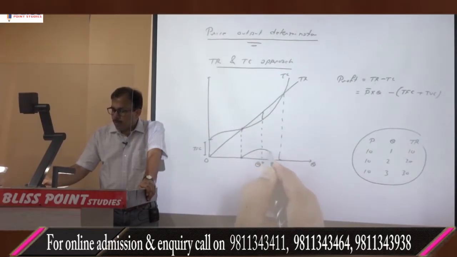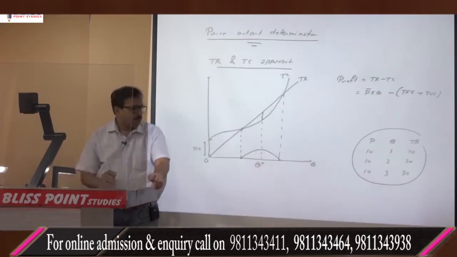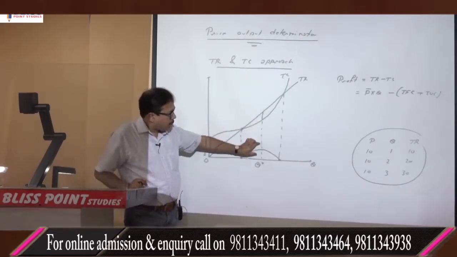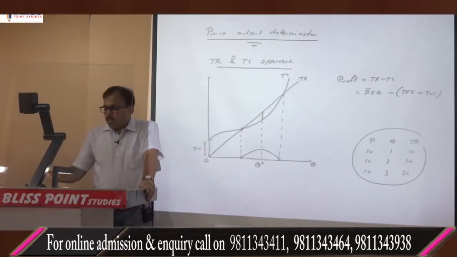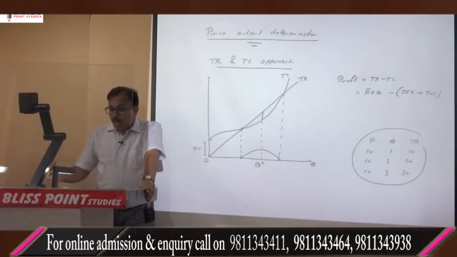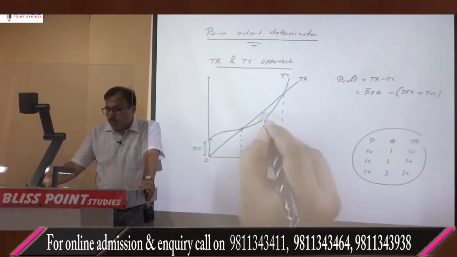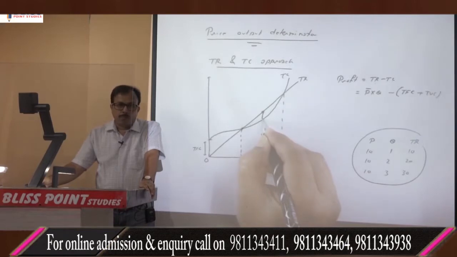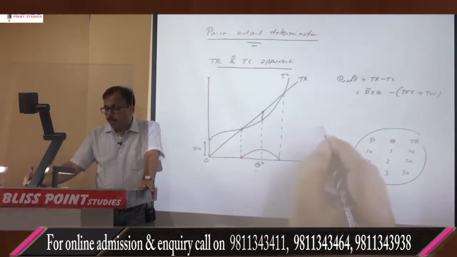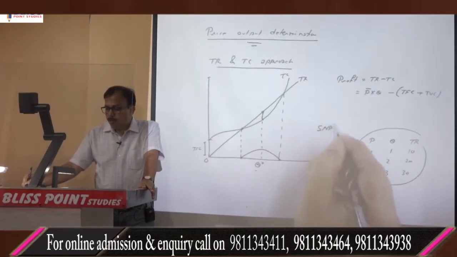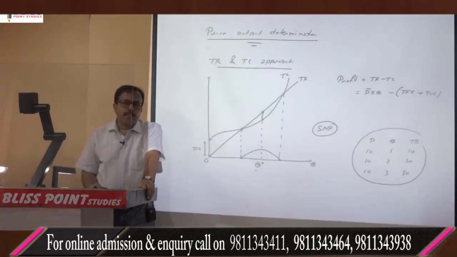If you want to draw the profit curve separately, it will be drawn like this. This gap is basically plotted here. So this is the profit maximizing quantity, and at that quantity, because average revenue is more, total revenue is more and total cost is less, that means this gap is positive. So this is the diagram for supernormal profit.